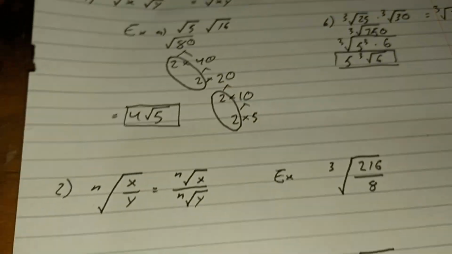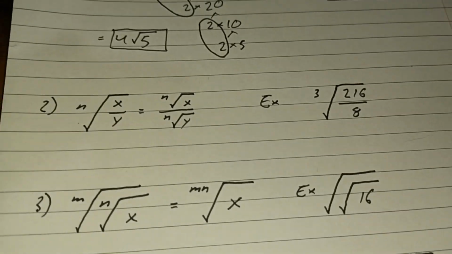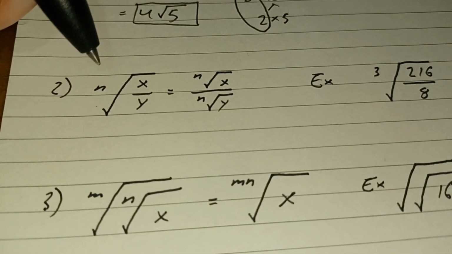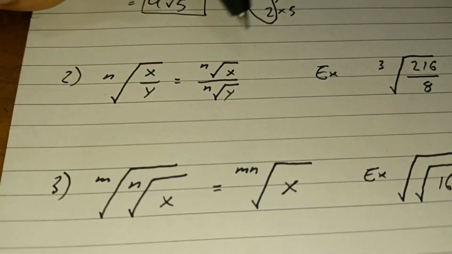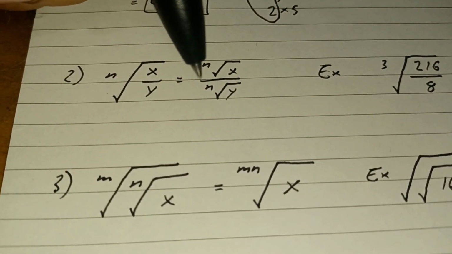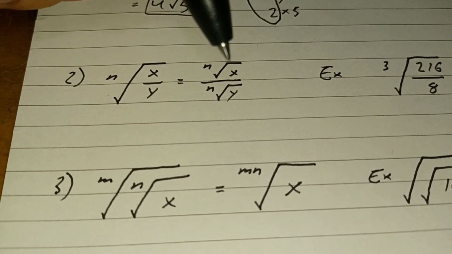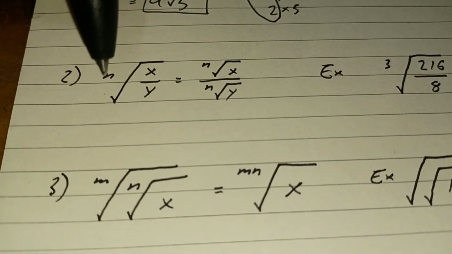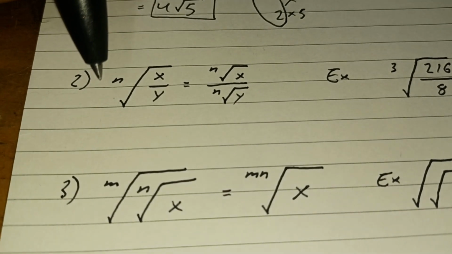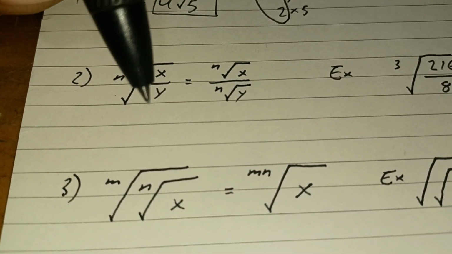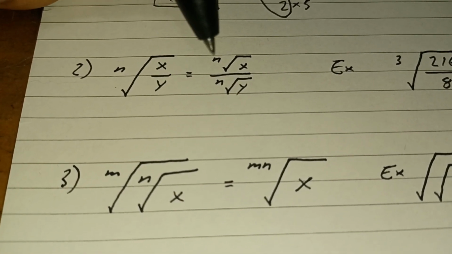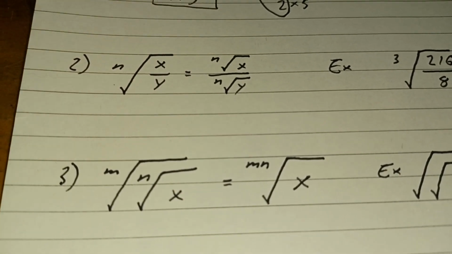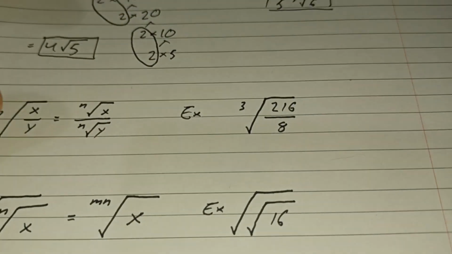All right. So the second property is the nth root of x divided by y is equal to the nth root of x divided by the nth root of y. So let me repeat that again. The nth root of x divided by y is equal to the nth root of x divided by the nth root of y. Here's an example.